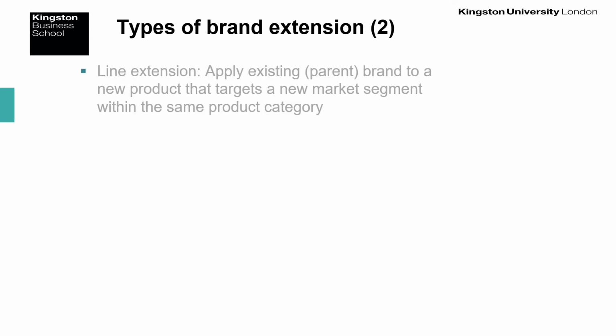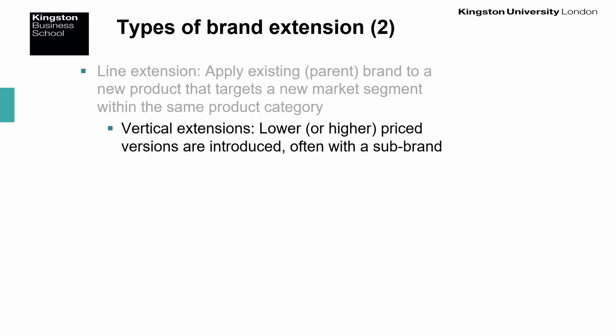Still sticking within line extensions, let's look now not at horizontal but at vertical line extensions. Here we're still applying an existing brand to a new product that targets a new market segment within the same product category. But here the new market segment is people who have a lower or higher ability to pay for the brand. So the vertical extensions will be offering lower or higher priced products.